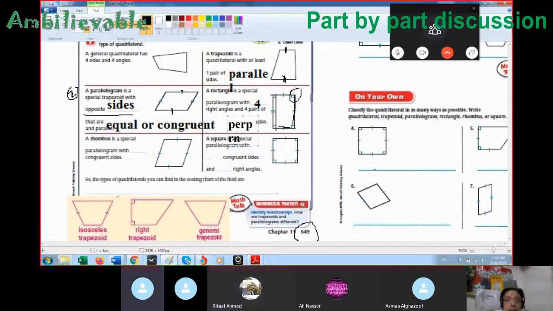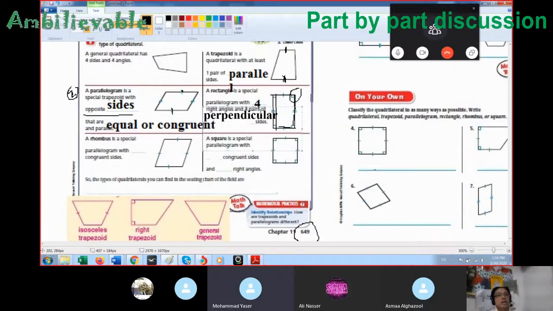Mister, what is written in the rhombus? Wait, we are still in the rectangle. Okay, perpendicular. I'm going to put perpendicular? Yes, for the rectangle. Now, rhombus.